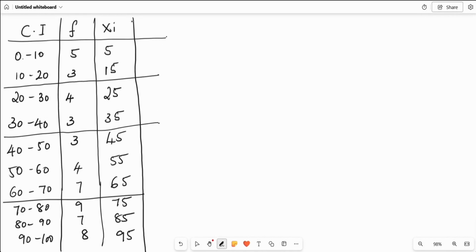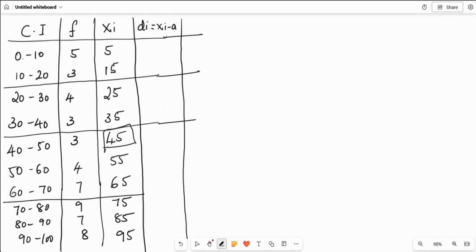Next is the extra column that we are doing for the assumed mean method. First listen, then you write. Now we have Di. Di is the extra column for the assumed mean method. What is Di? Di is Xi minus A. You have to select one middle number here. You can select 45 only. You can take 45 or 55, anything you can take.